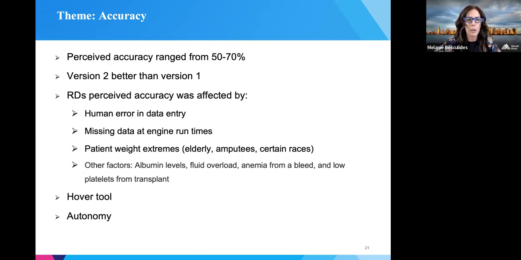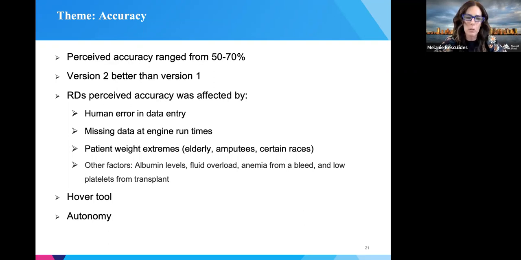In terms of accuracy, RDs perceived that accuracy was affected by several different factors. One was definitely human error in data entry. They would see weird scores here and there, like crazy weights or some odd values. And also they noted that the data are run at the standard times every day, and sometimes data are missing. So they're being run on partially missing data, and that affected accuracy.